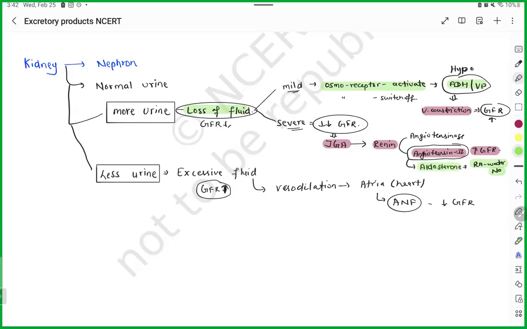So it is much stronger than ADH, but the function is exactly same. Yes. Vasoconstriction basically. So ADH and angiotensin 2 role is exactly same. Only difference is ADH is produced in the mild form and angiotensin is produced in the severe form where we want to suddenly increase GFR at the higher rate.